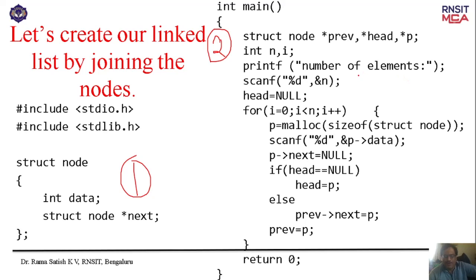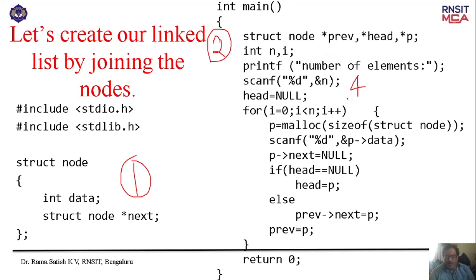Suppose I want 4 nodes. Enter the number of elements: I want 4 nodes. Initially I call head as null. Head is the node which is at the beginning. Right now I don't have any nodes in the linked list, so head is also null.